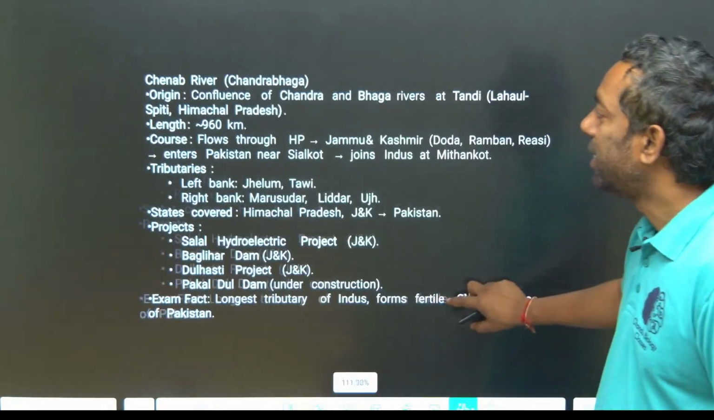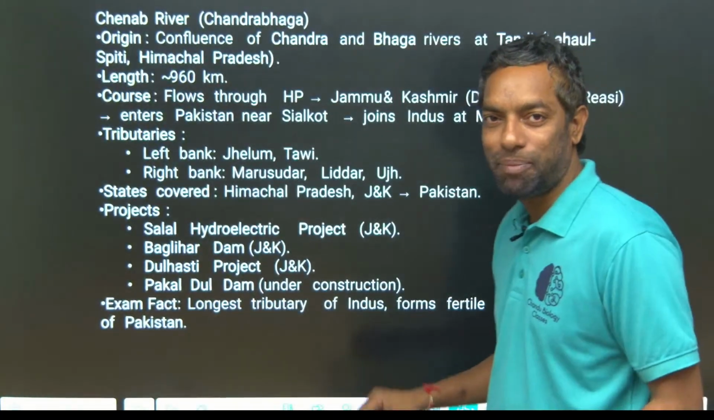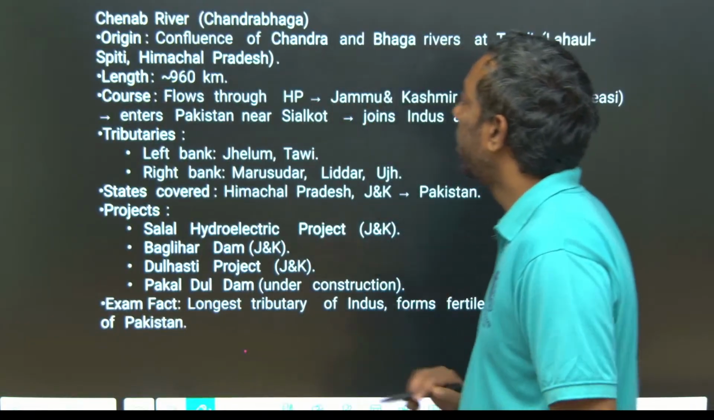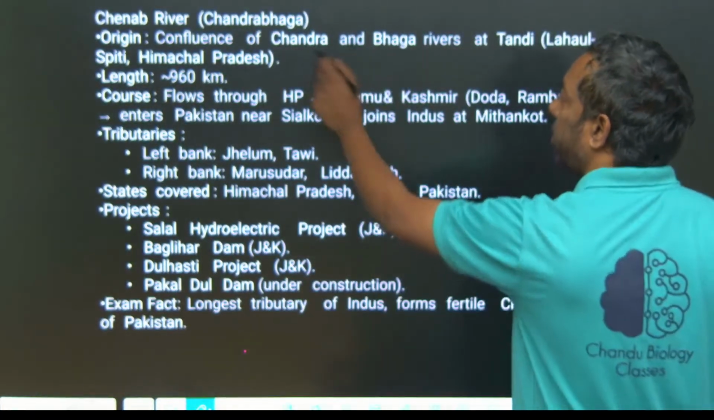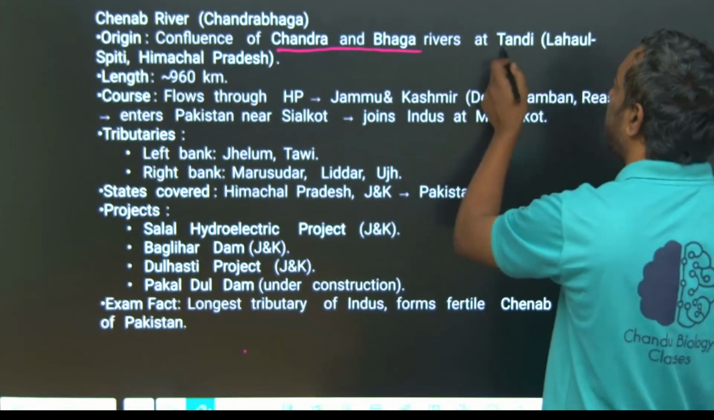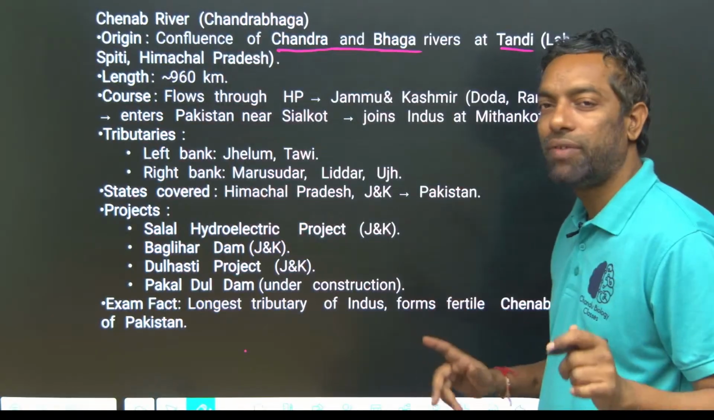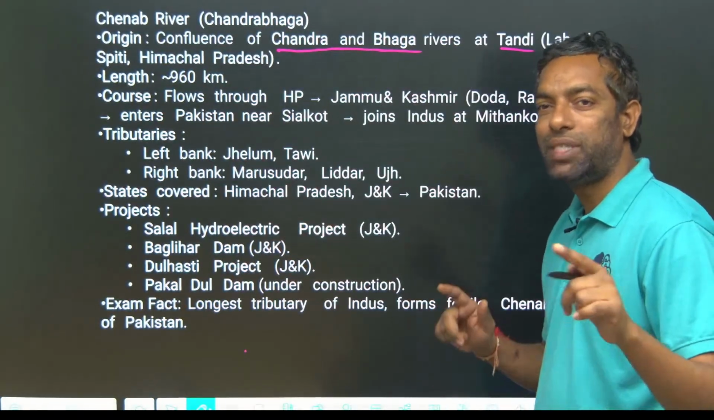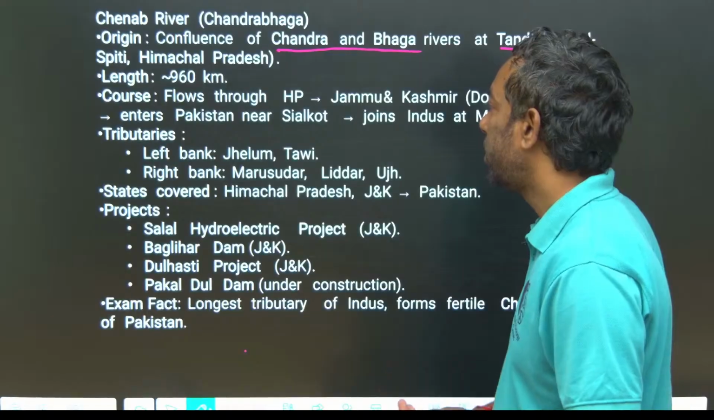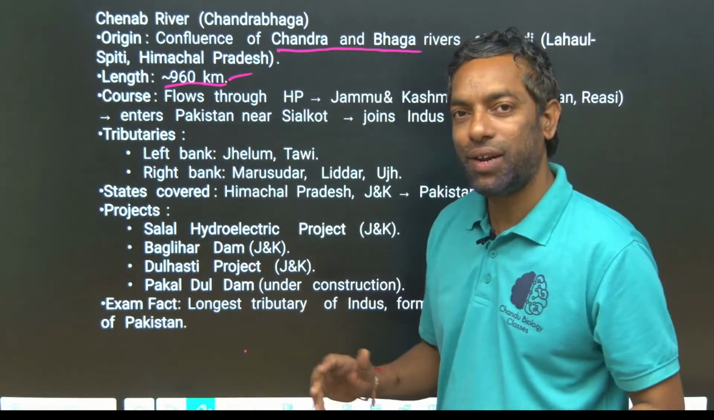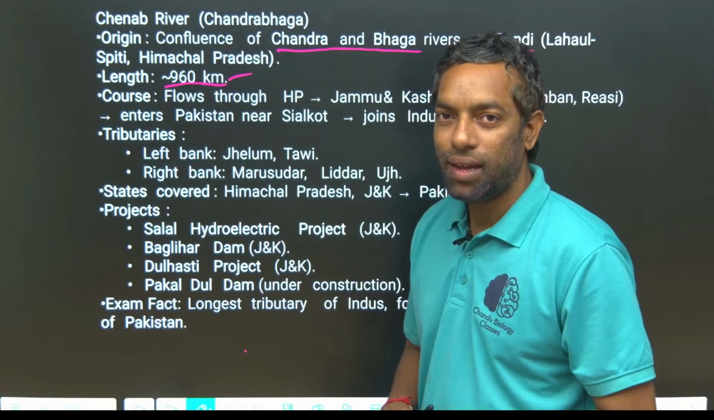Next river, Chenab. Chenab is the confluence of two rivers, Chandra and Bhaga, in Himachal Pradesh. They come together to form Chenab. Its course is 960 kilometers, which is greater than Ravi.